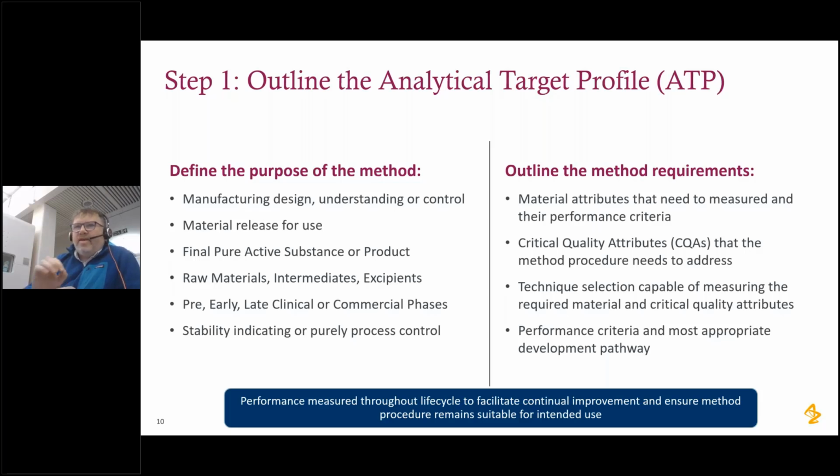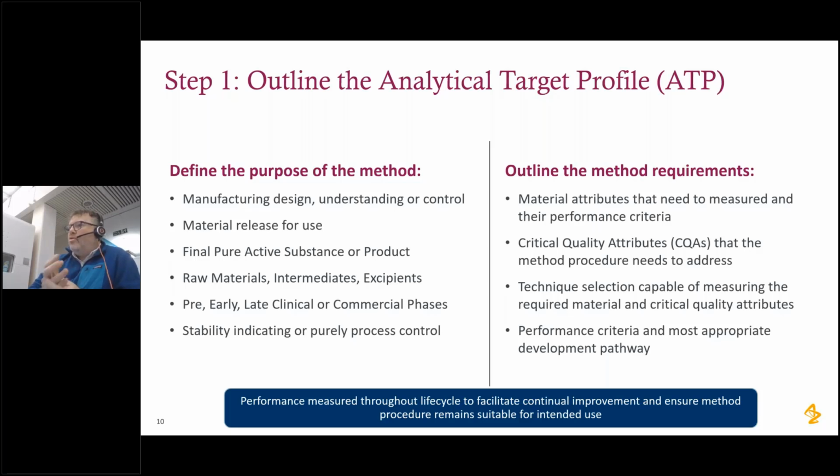And this really defines the purpose of the method. So we sit down and we need to understand at what point in the development cycle this method is being produced, what does it need to do in terms of its job, and what does it need to actually analyze for. And once we understand that information, and you can see the key bullet points on the left-hand side of the slide there, we then say, right, well, what are the method requirements to deliver the work in these areas?